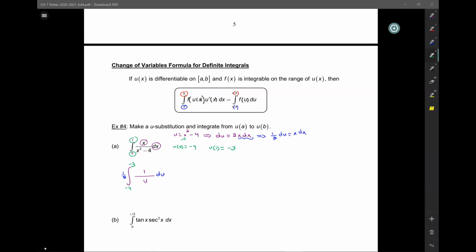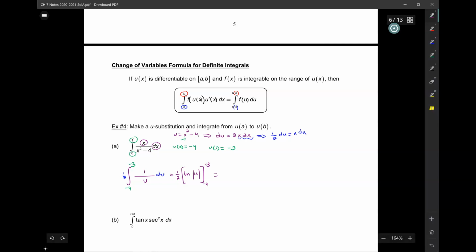So 0 and 1 were the limits of integration when we had the expression in terms of x, but now that we have a new expression in terms of u, our new limits of integration are negative 4 and negative 3. All right, next, same as before, I integrate. What's 1 over u du? That's ln of u. Remember, I have the half in front. And now I have limits of integration which go from negative 4 to negative 3, right?